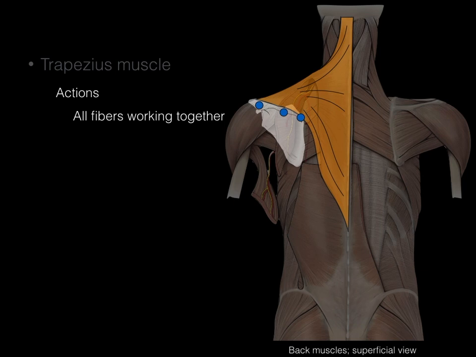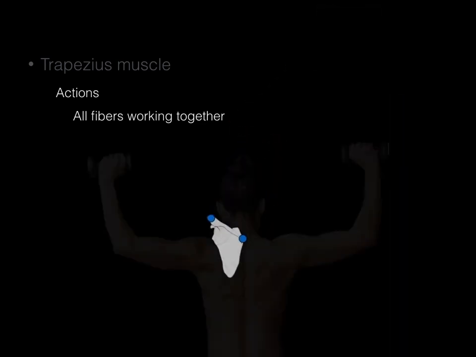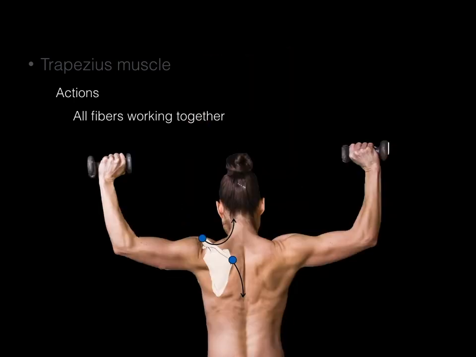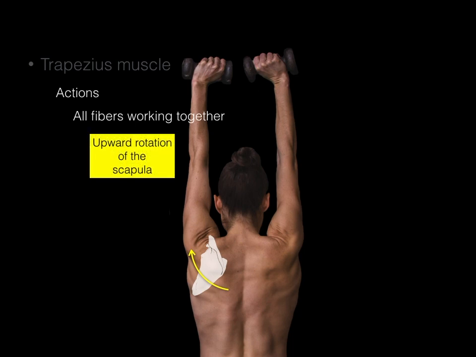So when all the fibers are working together, you see those blue dots represent the attachments on the spine of the scapula. The upper fibers, middle fibers, and lower fibers are going to then show a depression and an elevation, and so they kind of make a pivot. So when we see this, watch what happens. Shing! Like that. You see how it upwardly rotates the scapula. So we call that upward rotation of the scapula when all those fibers are working together.